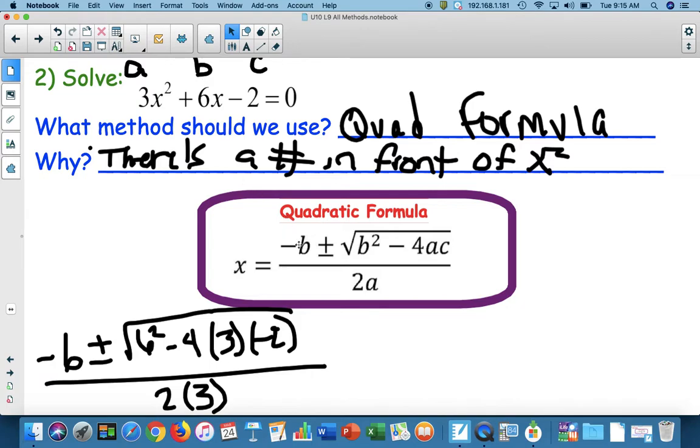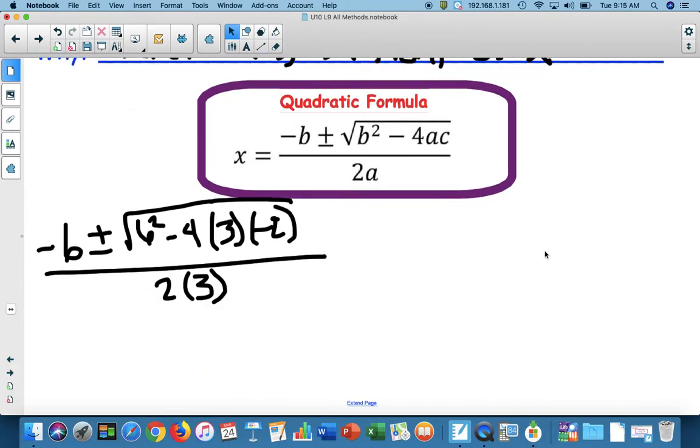6 is our B. So we see the 6, we see B's right here, negative B and B squared. So that's where we put in our 6. And negative 2 is our C. We only have C once, and that's right here, so that's where we put our negative 2. Okay? Now we continue solving.